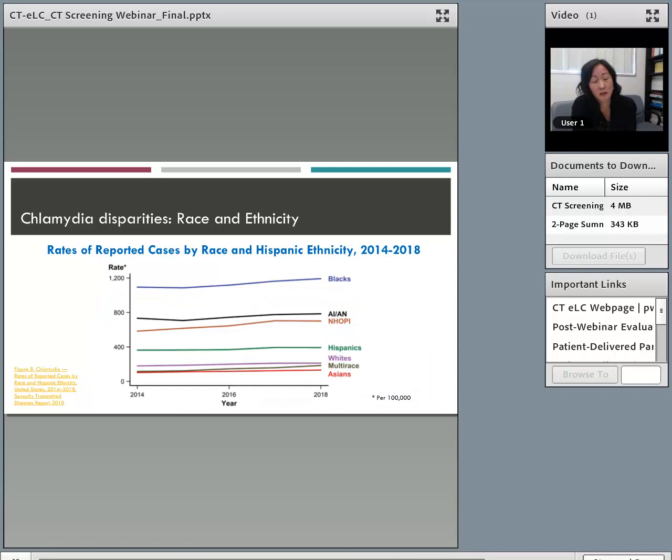But another disparity that I think is important to point out, which unfortunately, as you can see over time, is not changing much either, is the disparity by race and ethnicity.